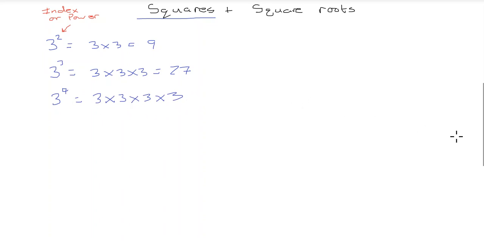Now when we have a number written like any of these here, it's in what's called its index form. Like 27 for example, instead of writing 27, you could write it like this. So you would be writing 27 in its index form, or in its power form.